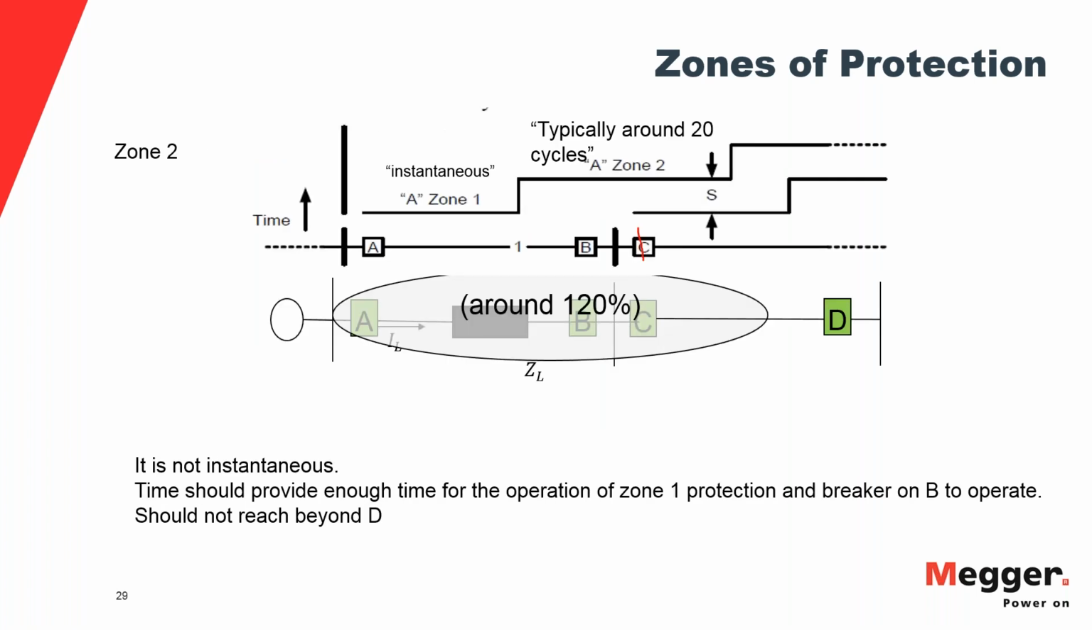Then you have the zone 2, which again is not instantaneous, and the time that you use for the tripping of zone 2 should provide enough time for the operation of zone 1 protection, and also for the operation of the breaker on B in the case that B is tripping the lines, because this protection here, the zone 2, will see faults all the way over here, but you have to give time to B to trip in the case the fault that it's seeing is in this area here.